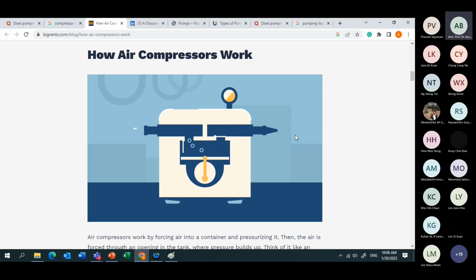Yeah, it depends on the piston. If you check the properties of the compressor, they have power. So that power input will determine how fast the air will be sucked in and released.